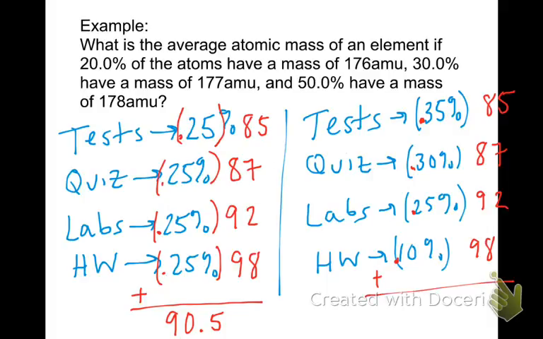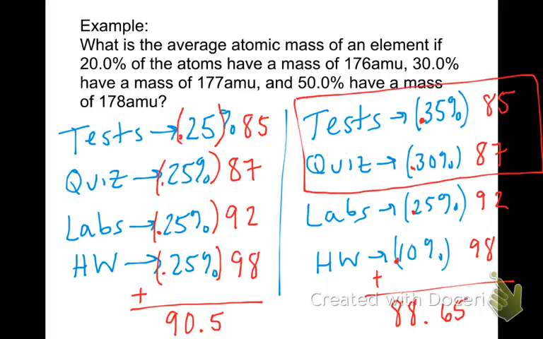So 0.35 times 85, 0.3 times 87, 0.25 times 92, and 0.1 times 98 would give you your actual average for this course of 88.65. Because our tests and quizzes are weighted much more heavily, it's going to bring your average closer to what they are actually valued at. So that's what a weighted average is.